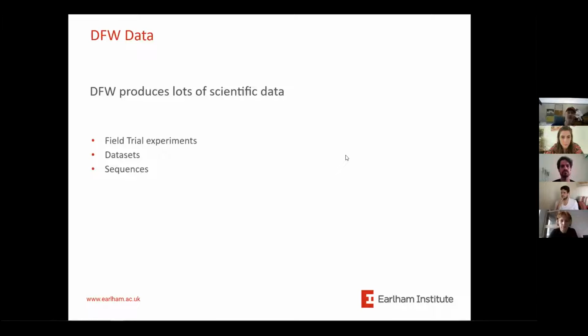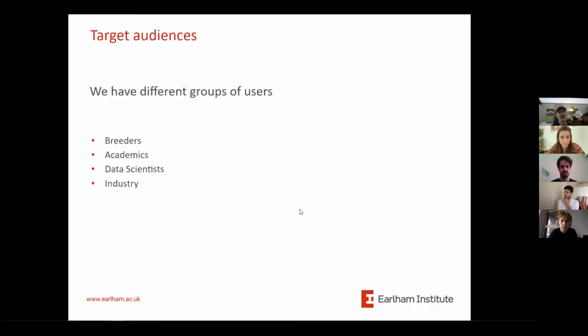Under DFW, that's Designing Future Wheat, the name of our grant, because they're so long, I'll just say DFW quite a lot. We produce lots of scientific data. We have things like field trial experiments where people will take crops and plant them in the field and ask, does this work? Does this grow quicker? Does this protect against certain diseases? As well as that, we have data sets, genomic sequences and all manner of different scientific output.